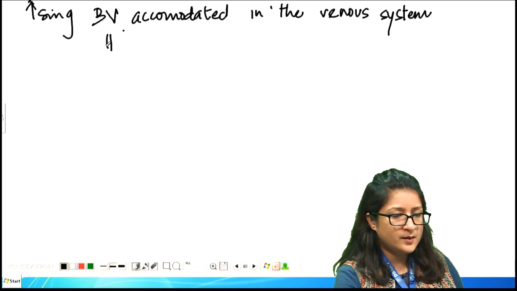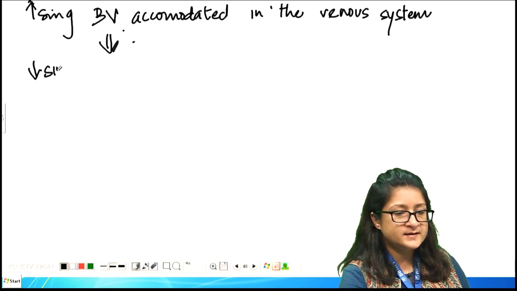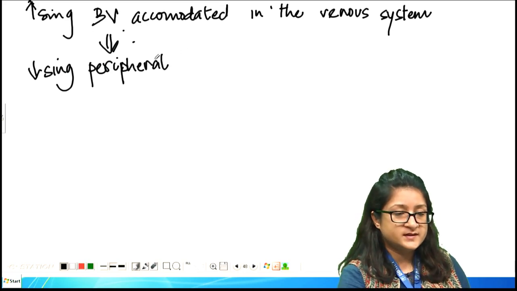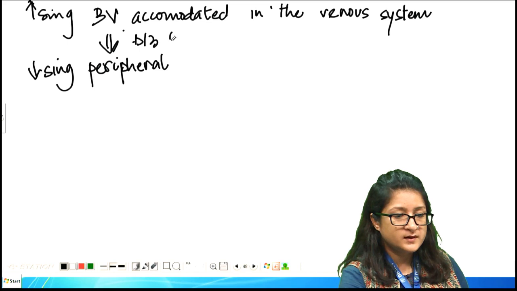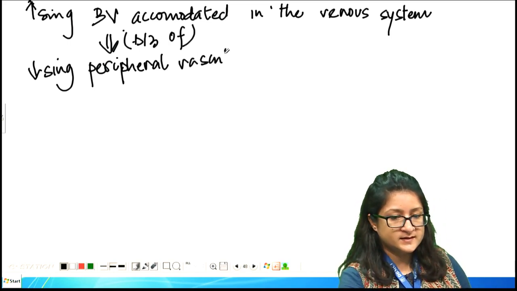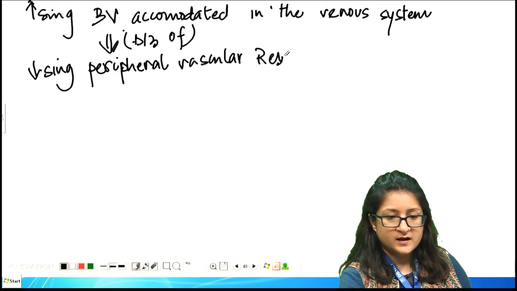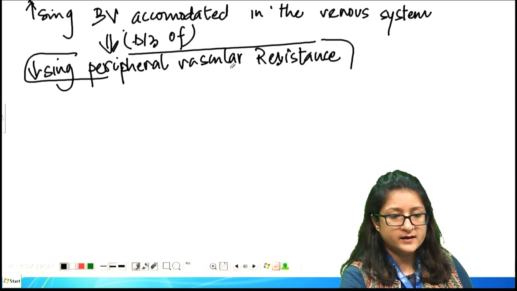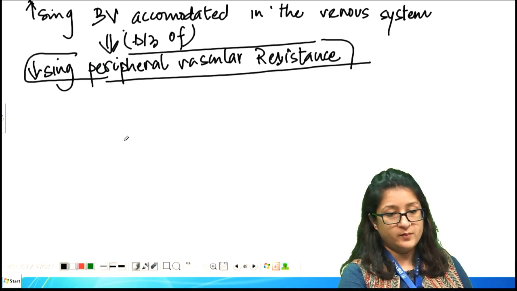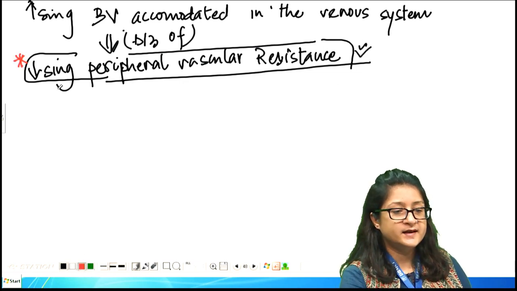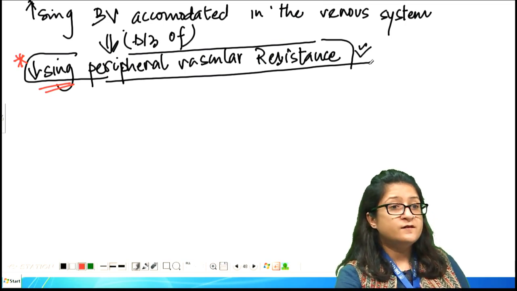And how does that happen? That happens by decreasing the peripheral vascular resistance. So when the peripheral vascular resistance decreases, the increased amount of blood volume will be accommodated. So another important point that we remember is that there is decreased peripheral vascular resistance. Vascular resistance is decreased in all the systems.